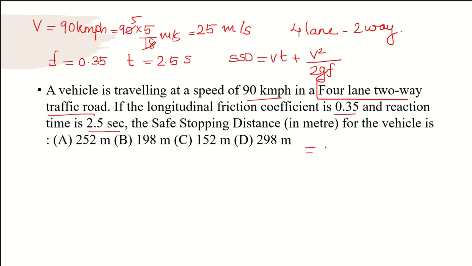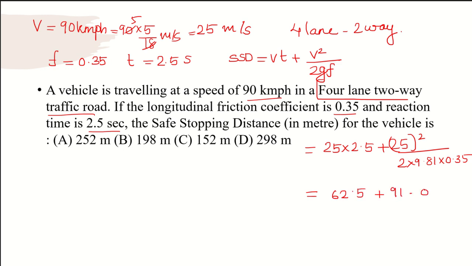If we substitute our values, 25 into 2.5 plus 25 the whole square divided by 2 into 9.81 into 0.35, we will get 62.5 plus 91.014. Our answer is around 153.51 meters. Then the closest value is 152 meters, and this C is our answer.